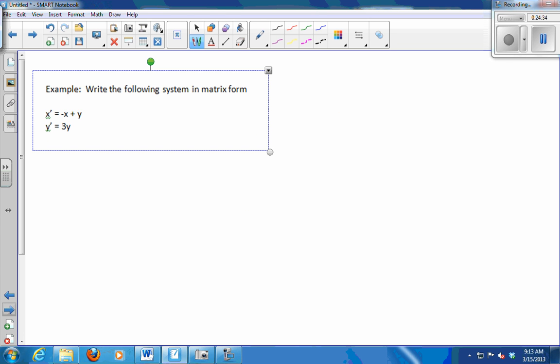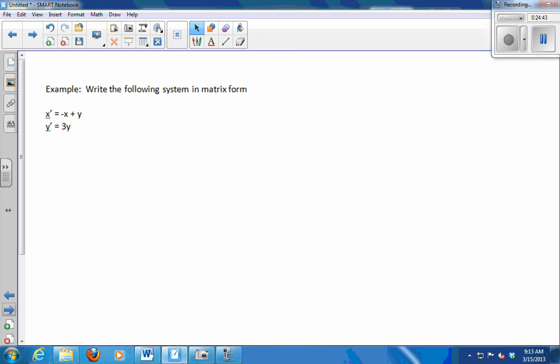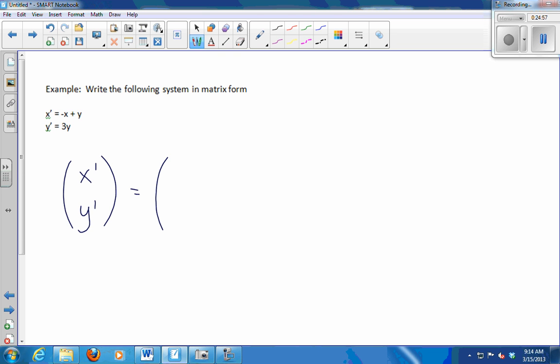All right, so I want to write this system in matrix form. You try it. See if you can take what I just showed you and write it in matrix form. I'm going to write this as x prime, y prime in a vector, which equals my coefficient matrix, -1, 1, 0, 3, times my vector of dependent variables x, y.